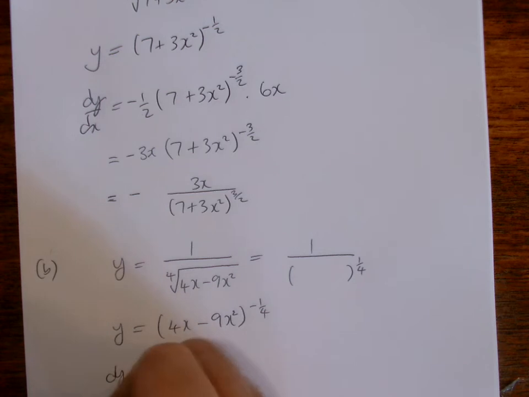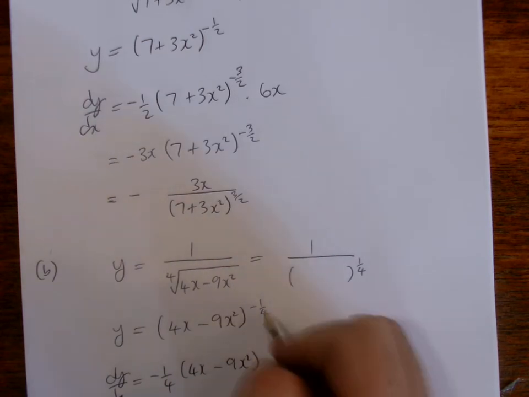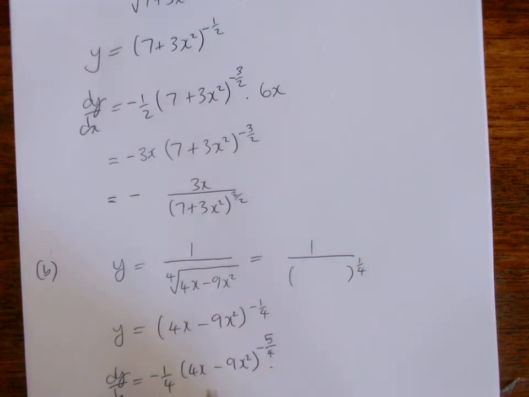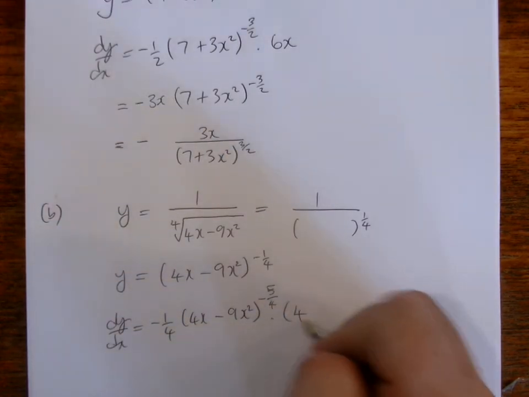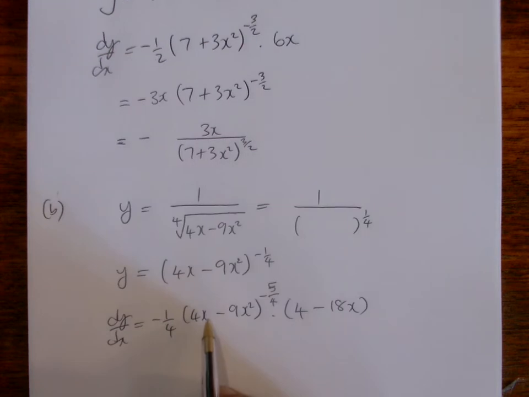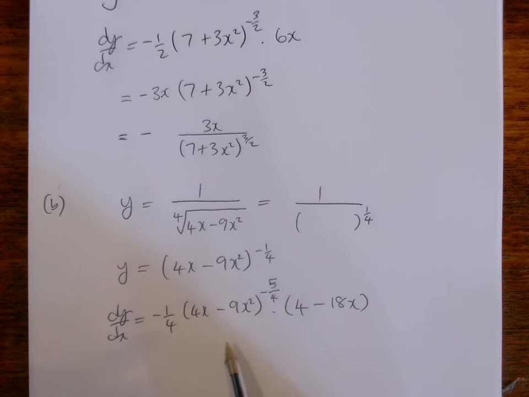Differentiate it then. Bring the minus quarter down. Take away 1 from that, minus a quarter, take away 1 is minus 5 quarters. And then you've got to times it by then the derivative in here. Differentiating this, that'll be 4 take away 18x. When you differentiate in there, indeed it's 4, isn't it? Take away 18x. Then we have to simplify it.